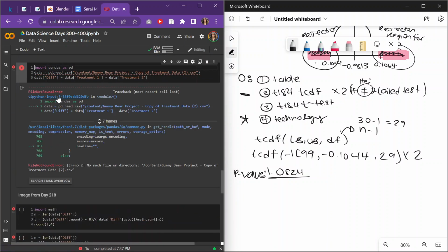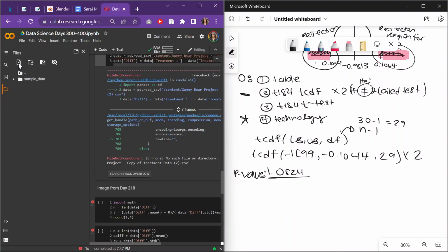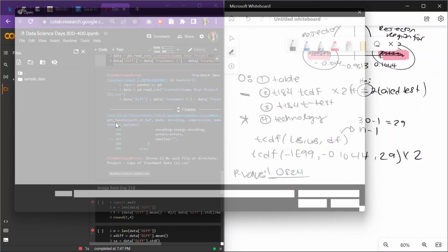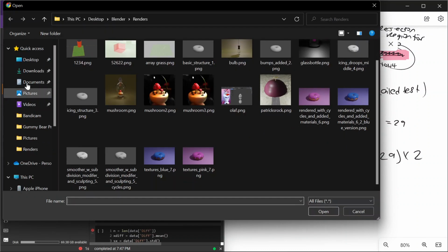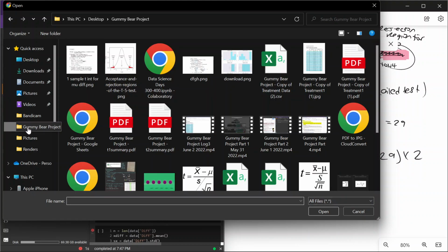So my t-stat, I'm going to have to run everything from the beginning. Alright. Oh, and I have to upload it. That's great. Yeah, because I'm doing this for my data. I'm not putting in the numbers manually. I'm having Python calculate them. Where is my stuff? Gummy Bear Project.